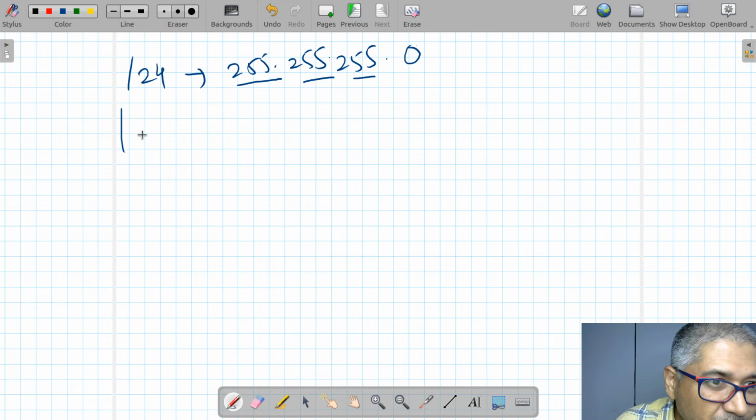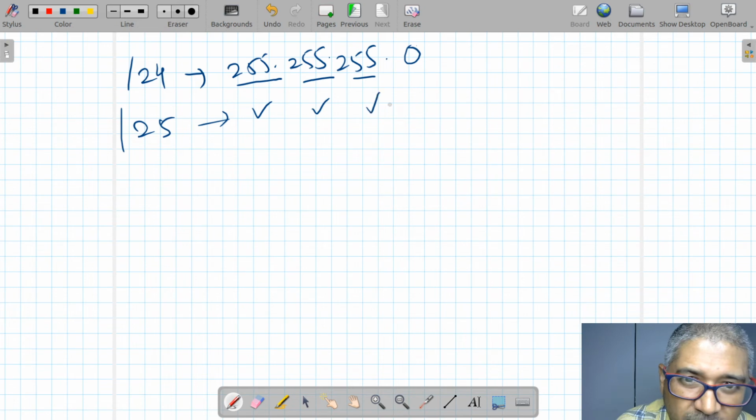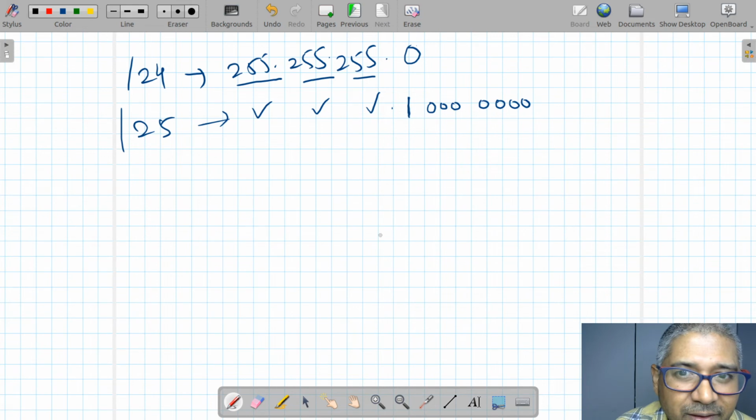Okay. Suppose you bring one bit here, so this will be 255.255.255 dot, and one bit becomes 1 because it is a network bit. The remaining host bits, what will be the value? 128.